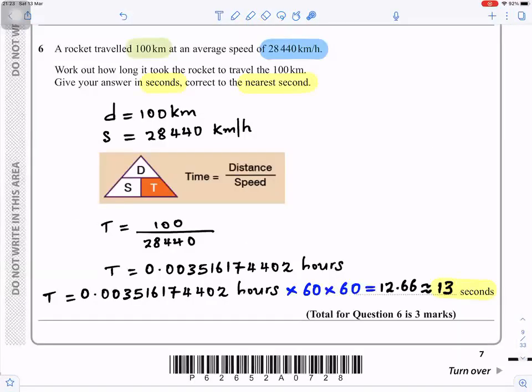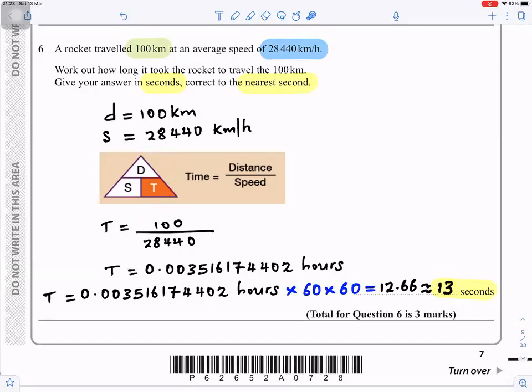Question number 6. A rocket traveled 100 kilometers at an average speed of 28,440 kilometers per hour. Work out how long it took the rocket to travel the 100 kilometers. Give your answer in seconds, correct to the nearest second. So the distance is 100 kilometers. The speed is 28,440 kilometers per hour. So we are using this formula, speed is distance divided by time.